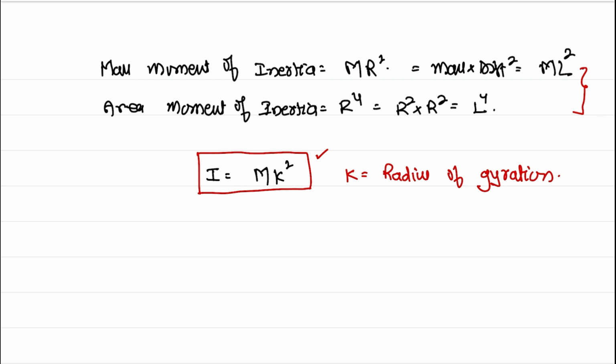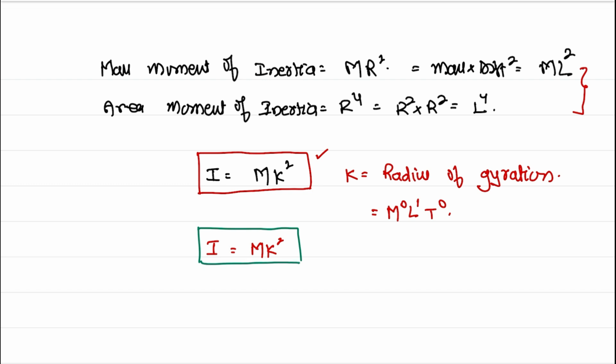K has the units of length. Its dimensions are M to the power of 0, L to the power of 1, T to the power of 0. Radius of gyration is a very, very important concept. I is equal to mk square. Forget about all that you have learnt till now, mr square and all those things.